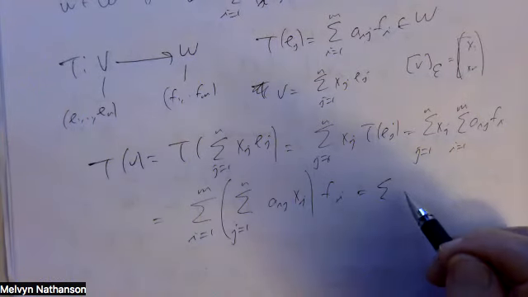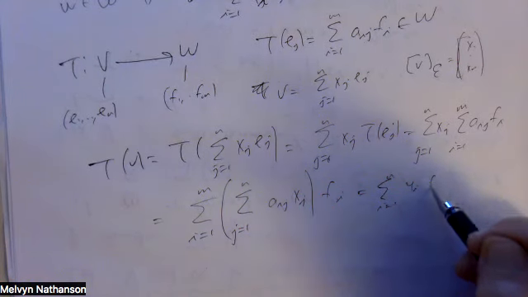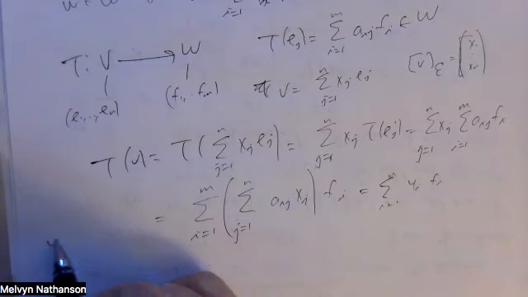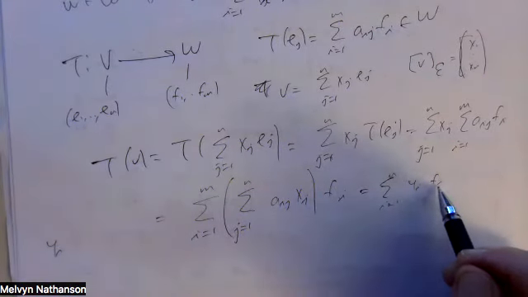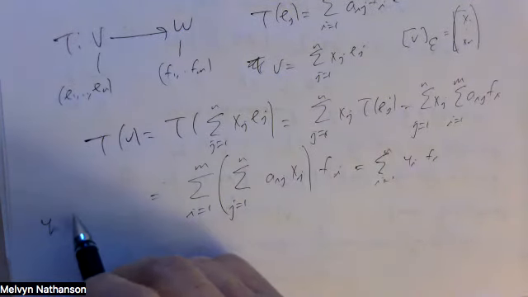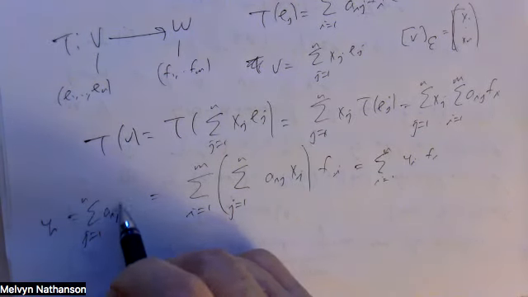This is summation i from 1 up to m, y sub i f sub i. That is, this coefficient is the coefficient of the basis vector f sub i. y sub i is summation j goes from 1 up to n, aij xj.